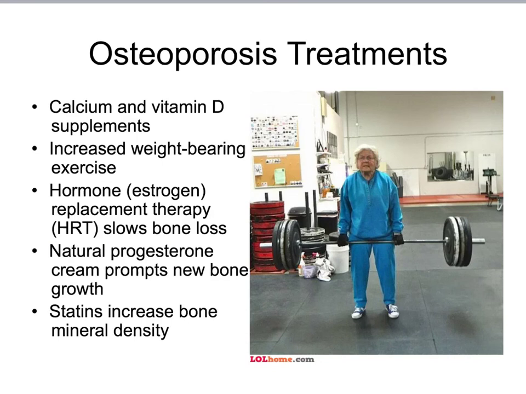So to treat osteoporosis, calcium and vitamin D supplements and weight-bearing exercises are really important. You can also do hormone replacement therapy, which will slow bone loss. And natural progesterone creams help prompt new bone growth, and statins also help increase bone mineral density.